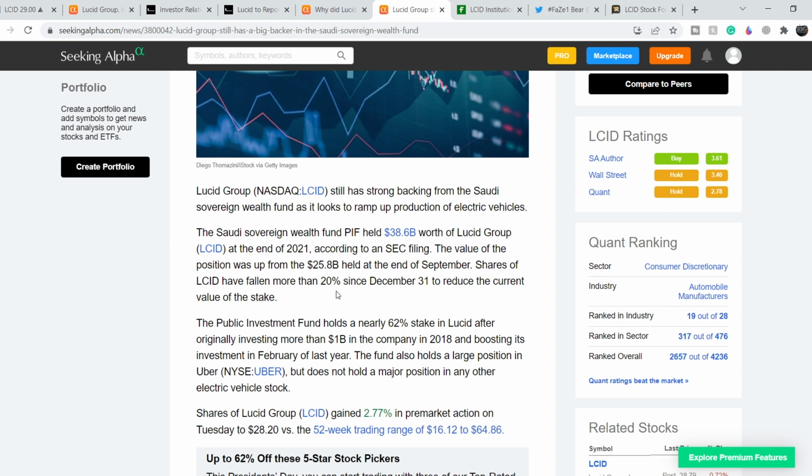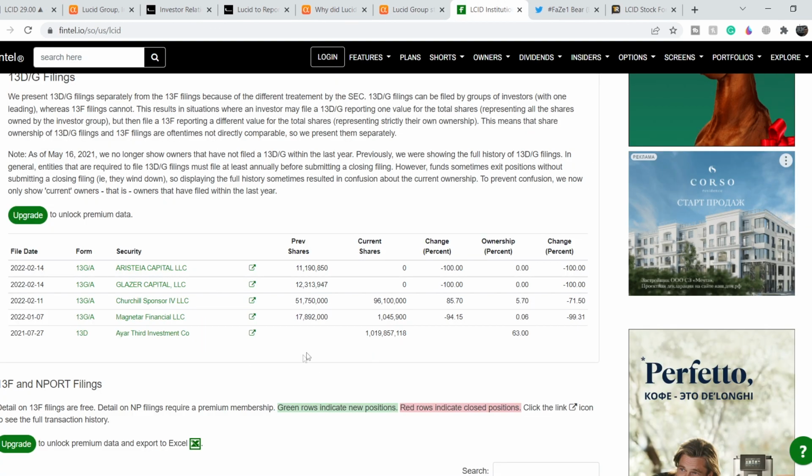And I have to say that it is the biggest shareholder of this company. Let me show you the list of their institutional investors. And right here you can find that 63% of ownership is represented by one company. It is AR Third Investment Co. And they own about 1.019 billion shares. And it is a huge stake.